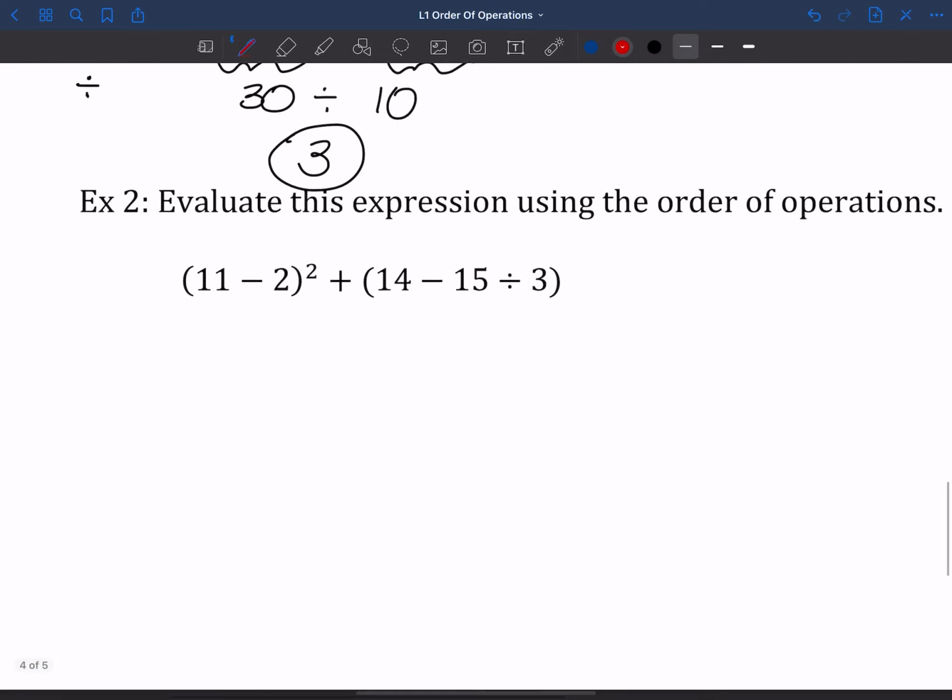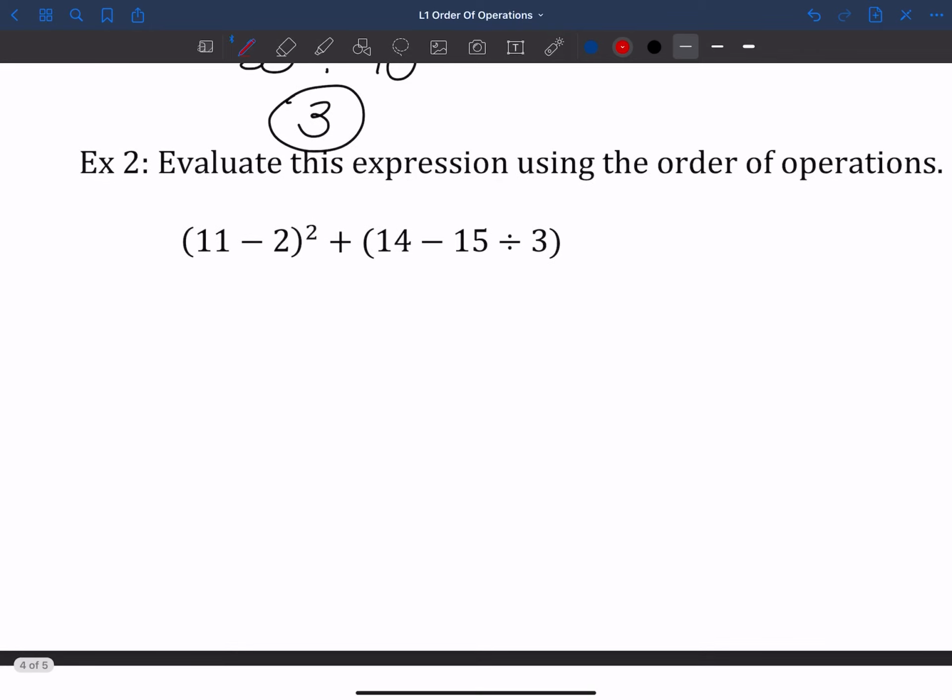All right, let's try another one. Oh, this one looks like a doozy. All right, so what we've got here is 11 minus 2 in parentheses squared plus 14 minus 15 divided by 3 in some other parentheses. So again, same idea. I've got some parentheses looking me in the face right here. I need to take care of those first. Inside the parentheses, 11 minus 2 is just 9. And again, I don't need the parentheses anymore, so we'll pop that squared on there. The other set of parentheses, nothing's changed yet.